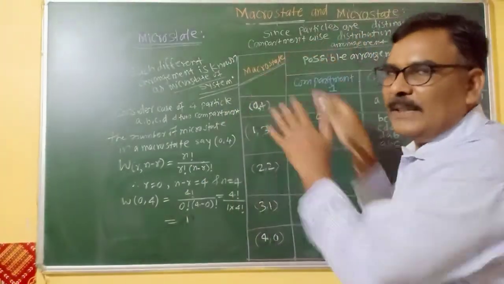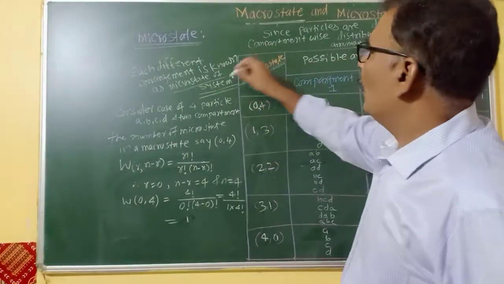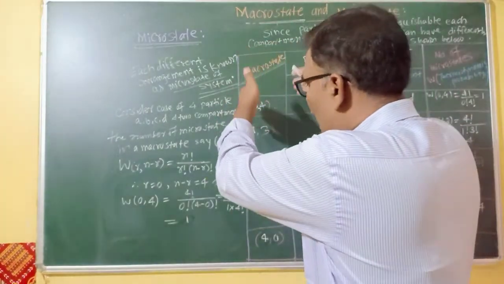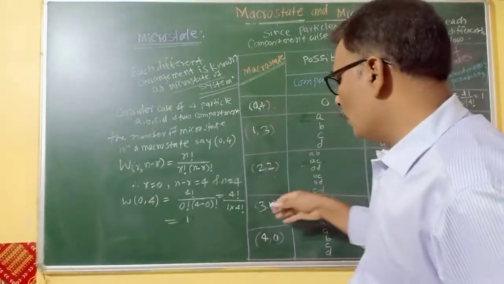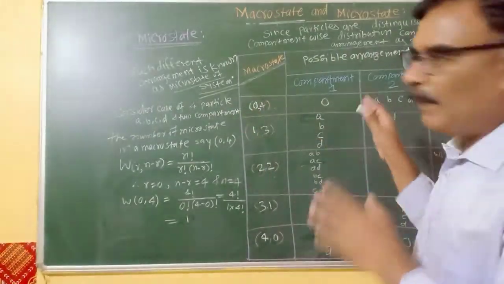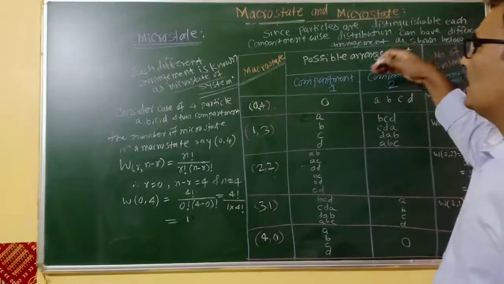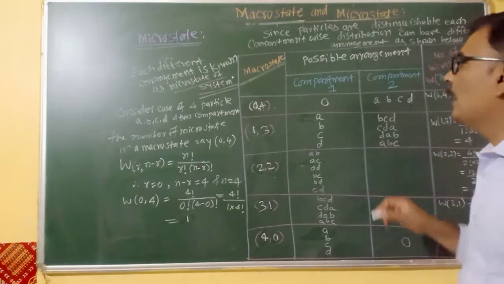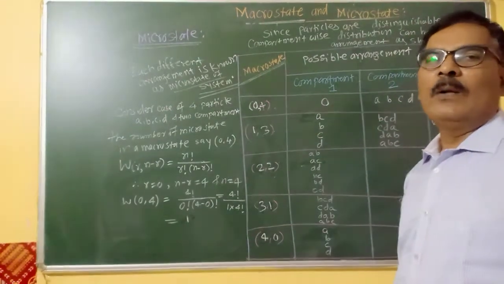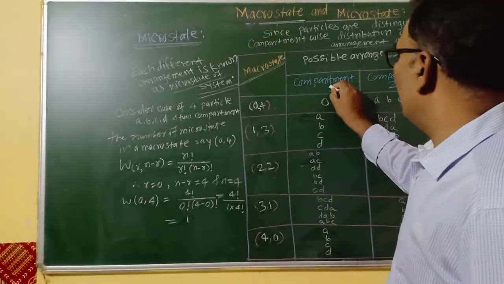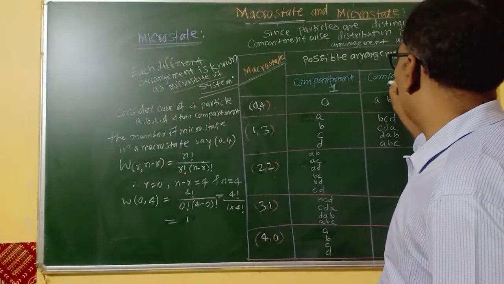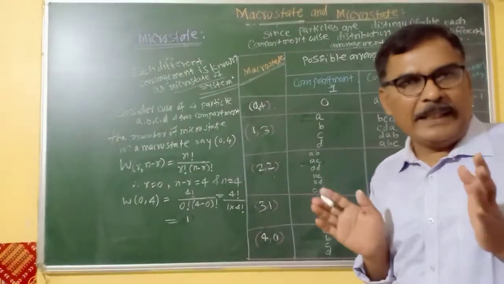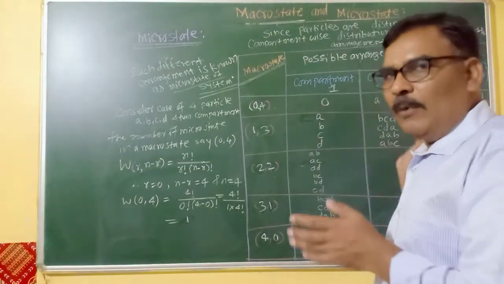Now we have to use the 4 particles. Which are the 4 particles? A, B, C, D. Their macrostates are 0, 4; 1, 3; 2, 2; 3, 1 and 4, 0. How are these particles arranged in the microstates? That is the possible arrangement. How many compartments do we have? We have 2 compartments: compartment number 1 and compartment number 2. We distribute these particles, for these macrostates, in possible arrangements.